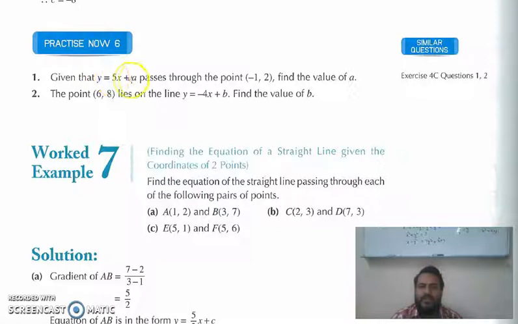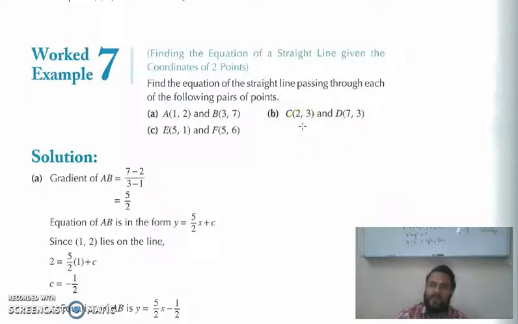Given that y is equal to 5x plus a passes through the point minus 1 comma 2, find the value of a. How to do this? Simple, right? In place of x it is minus 1 and in place of y it is 2. That's it. The point 6 comma 8 lies on the line. Find the value of b. The same technique.